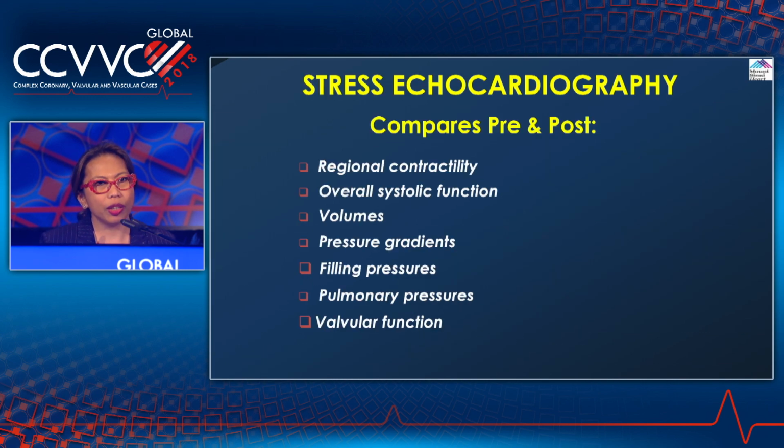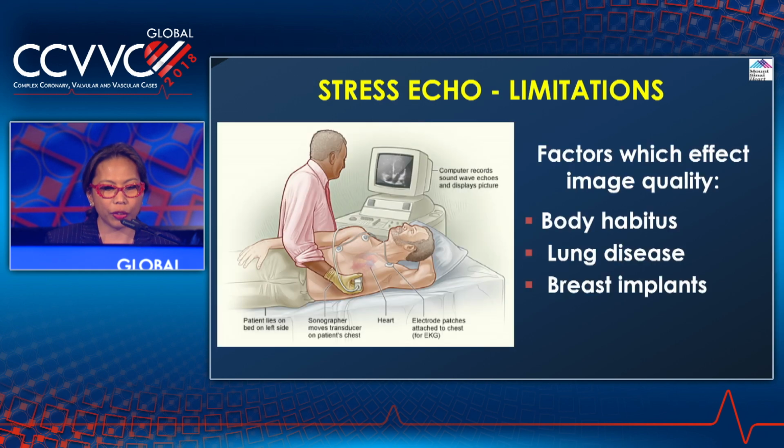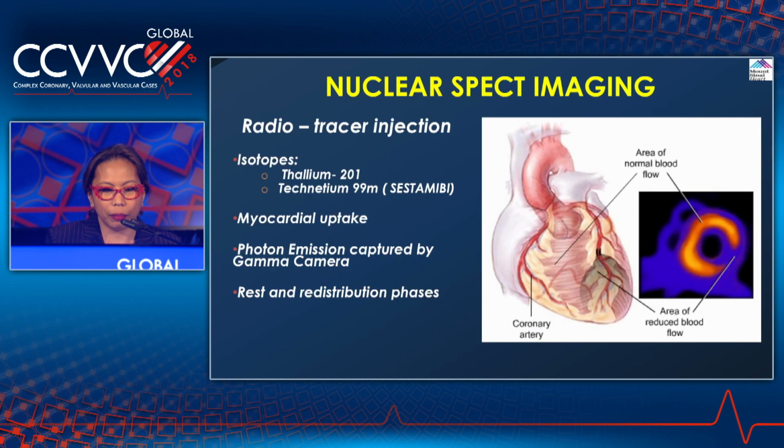When you use a stress echo, first you do it at rest, and then you apply a stress agent. Let's say you want to do dobutamine, or you ask the patient to do the treadmill. You will compare the pre and the post with the following: contractility, systolic function, volume, pressure gradient, filling pressures, pulmonary pressures, and valvular function. As I mentioned earlier, it's a challenge if you have a huge body habitus and breast implants.